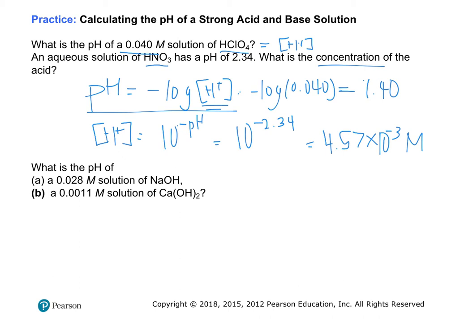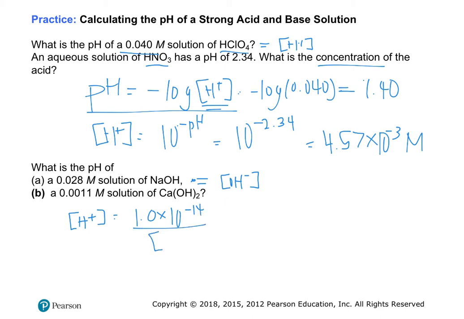Once again, we can do something similar for our bases here. So we want to know the pH. So we can either find the hydroxide concentration. So since it's a strong base, we know that the hydroxide concentration is the same as the sodium hydroxide. So our OH concentration is 0.028 molar. So if we want to find, we could do pOH, or let's just find the hydrogen concentration here using our Kw. So 1 times 10 to the negative 14 equals hydrogen times hydroxide.